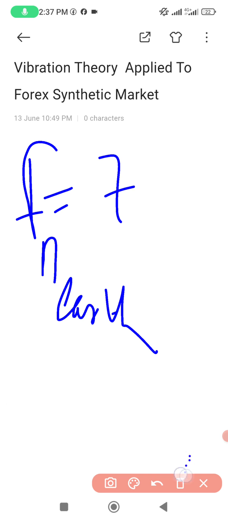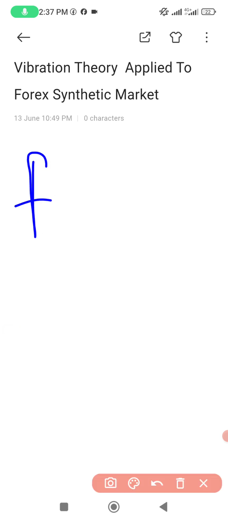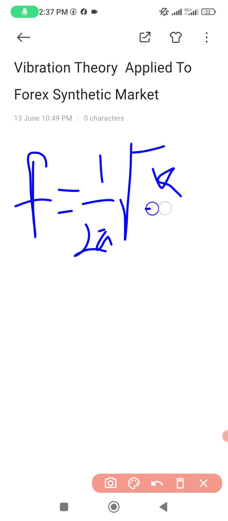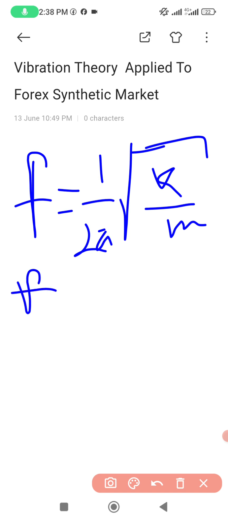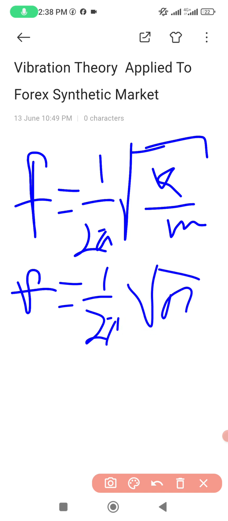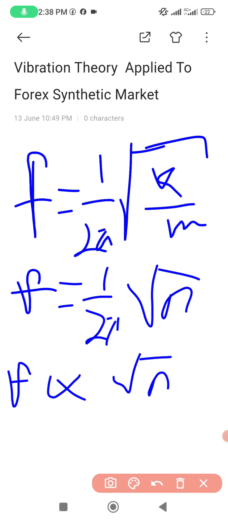So I'm going to bring back the formula. The general formula for frequency, F, is 1/2π root K over M. We can bring 1/2π inside the square root sign, so we have F equals 1/2π root n, where n is equal to K over M. So we can say that F is proportional to the square root of n.